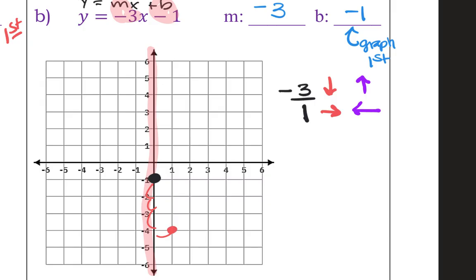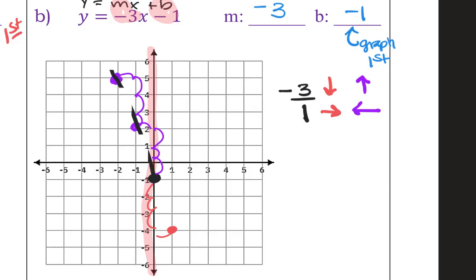There's my point. But you see how the points won't fit anymore if I continue? This allows you to go the other way. This is going to allow you to find points on the other side. So I'm going to go up 3 to the left 1. So I'm going to go up 3. So 1, 2, 3 to the left 1. And now you have several points to connect.